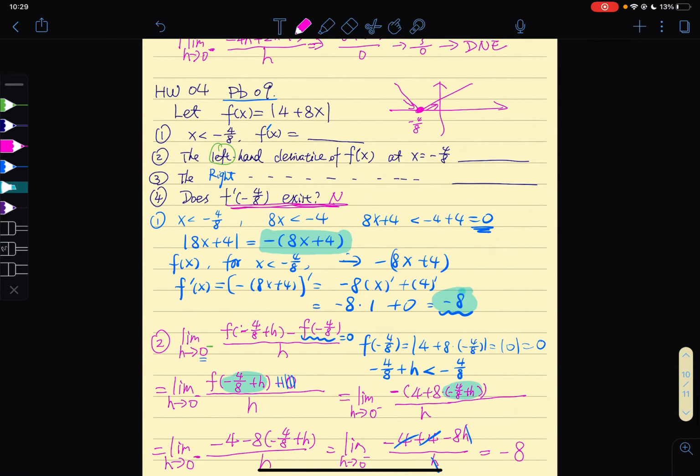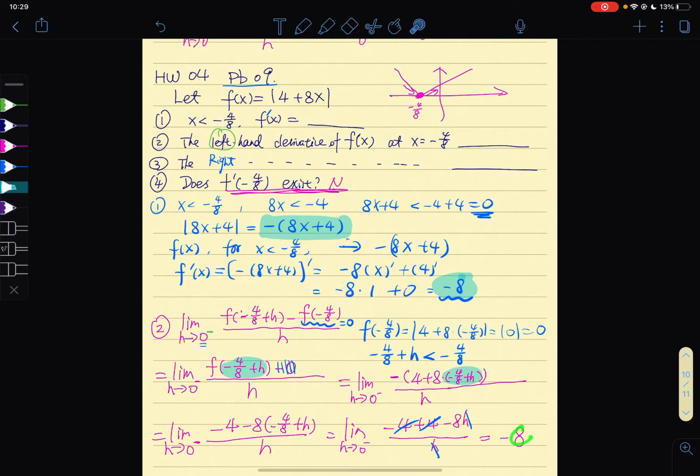So on the left side, you can see my function goes down, and as a matter of fact, the derivative I identified is negative 8. So let me come back and fill it in. The first question is negative 8. The second question is negative 8.